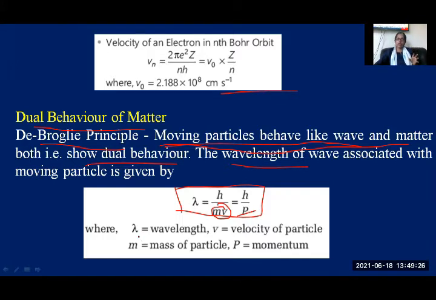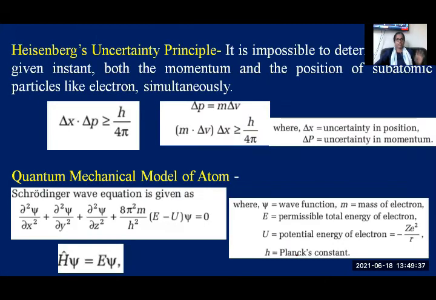So lambda is the wavelength of the wave associated with the particle, v is the velocity of the particle, m is the mass of the particle, and p is the momentum associated with the motion. Since microscopic objects do not follow the classical theory, the Schrödinger wave equation, or the quantum mechanical model, came at that time.